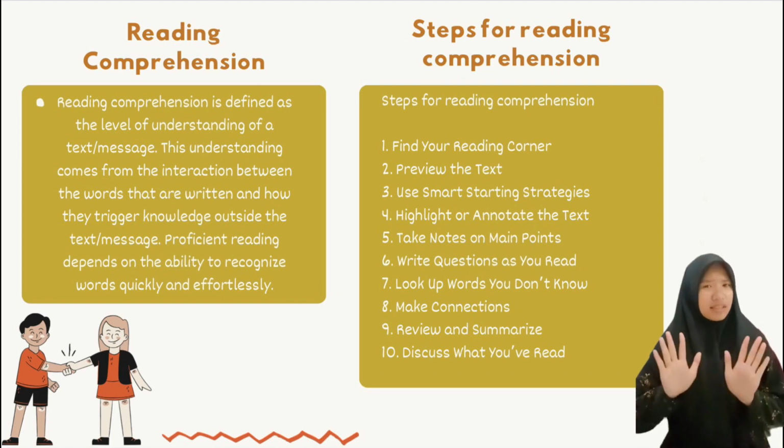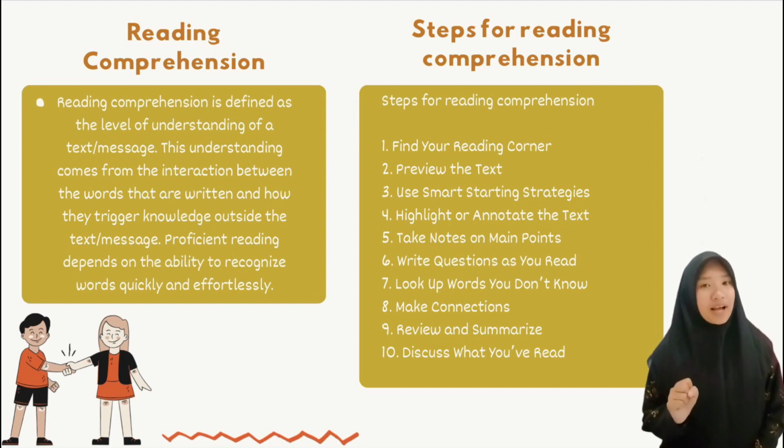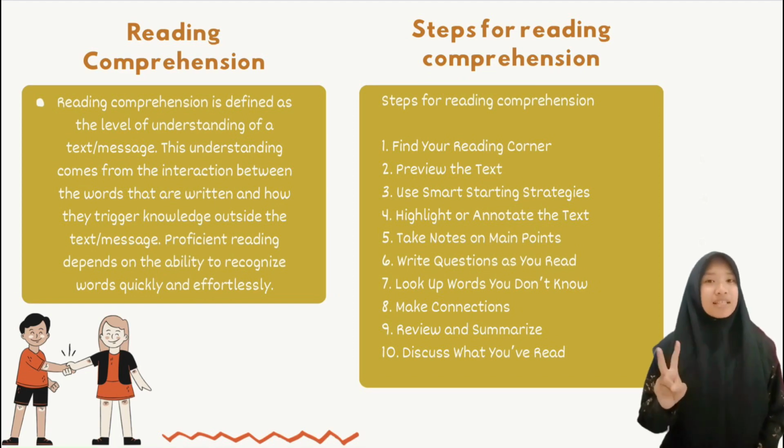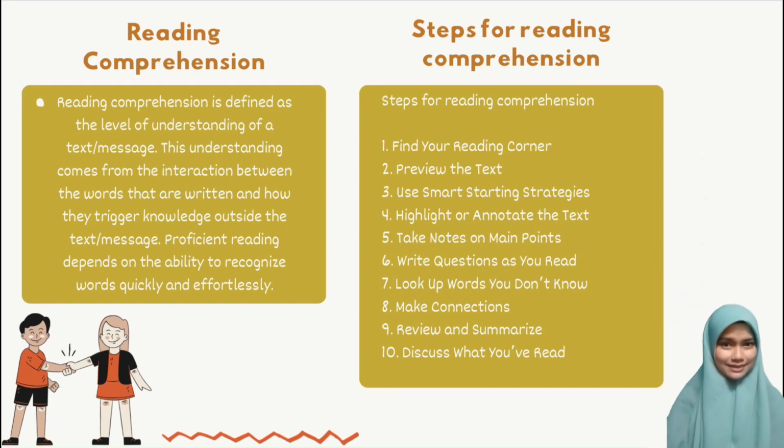Okay? 10 steps for reading comprehension. Number 1, find your reading corner. Number 2, text preview. Number 3, use smart strategy. Number 4, highlight or annotate text. 5, record key points. 6, write questions as you read. 7, search for what you don't know. 8, make connections. And 9, preview and summarizing. And 10, discuss what you have read.